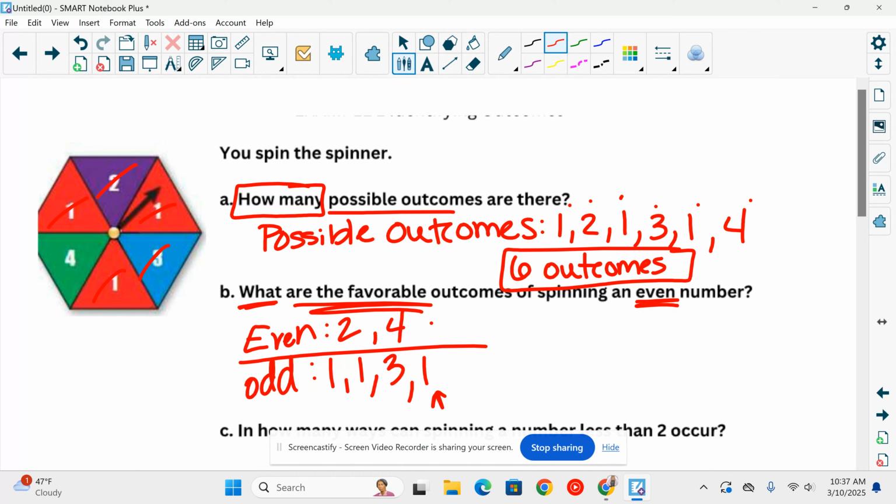Which ones do we want to know? Even. So my favorable outcomes are, and it's not asking for how many, it's asking what are they. 2 and 4 are the favorable outcomes for being even. What would be the favorable outcomes if they were odd? 1, 3, 1. Okay, good.